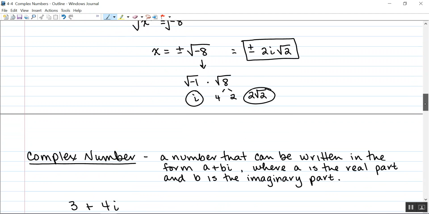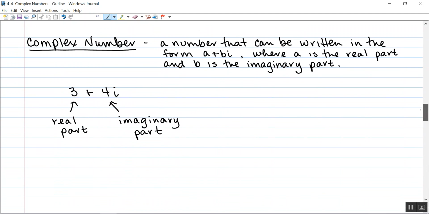Okay. Now, a complex number is a number that can be written in the form a plus bi, where a is the real part of the number and b is the imaginary part. So for example, here I have a complex number, 3 plus 4i. 3 is the real part of the number and 4i is the imaginary part.